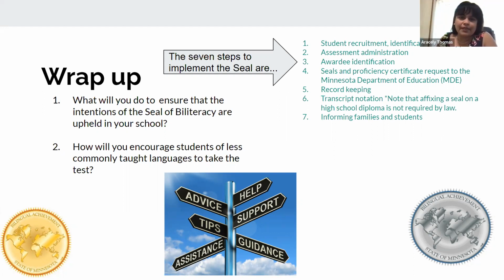We also want to remind you about the 7 steps that we talked about, and to let you know that it is okay to seek help and support, that it's not a one person kind of deal. It's okay to look for resources for guidance and assistance from your community and colleagues. And then also to reflect on how will you encourage students who are heritage speakers to take the test as well, or to promote the test among the community.